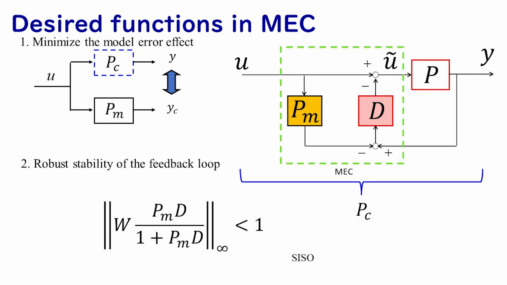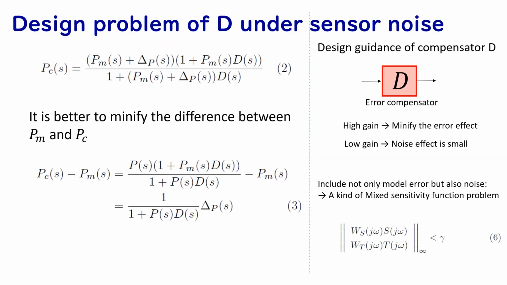This is another desired function in MEC. Robust stability of the feedback loop is characterized by this inequality. This is the case of SISO system. In this slide, the design problem of D under the sensor noise environment is shown.